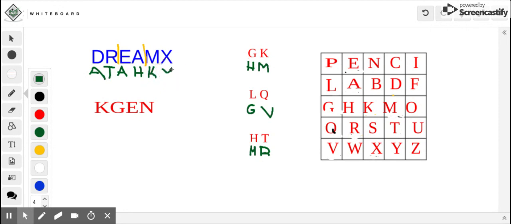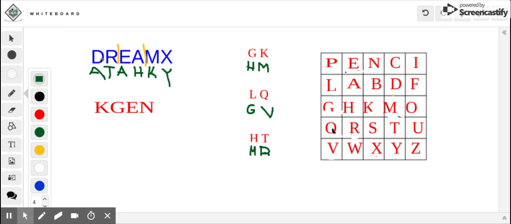And so the word I'm encrypting here is dream, but you also have this extra X at the end. That is because we have to have an even number of letters. So X is just used as a filler so I can determine how to encrypt M.